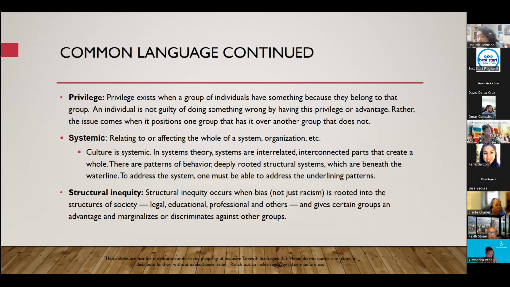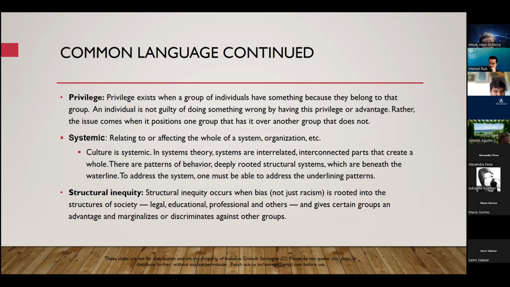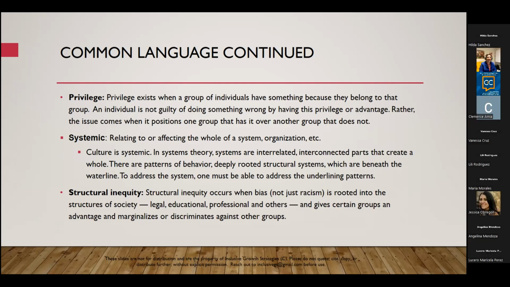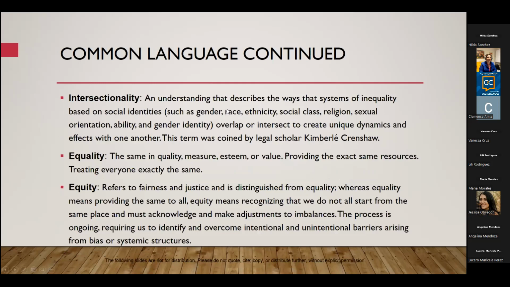Structural inequity. Structural inequity occurs when bias, not just racism, right? We all have bias. Sometimes folks say we've got to get rid of bias. It's a brain function. We'll talk about implicit bias at another session, but what we know is you can mitigate bias, and you should mitigate bias, but you can't totally get rid of it because it's the way we make decisions. It's the way we discern things, but it can hinder people and opportunities when we let those biases stop opportunity. It's rooted into the structure of society, legal, educational, professional, and others, and gives certain groups advantage and marginalizes or discriminates against other groups. So again, structural inequity.